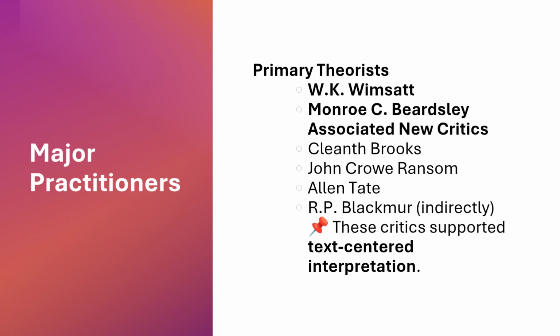Major practitioners. Now let us see who supported affective fallacy. The primary theorists are W.K. Wimsatt, Monroe C. Beardsley. They were the ones who coined the term, defined the concept, explained why emotion is misleading. Other important new critics associated with this idea include Cleanth Brooks, John Crowe Ransom, Allen Tate, R.P. Blackmur. Indirect influence. All these critics supported close reading, text-centered interpretation, not reader-centered interpretation.